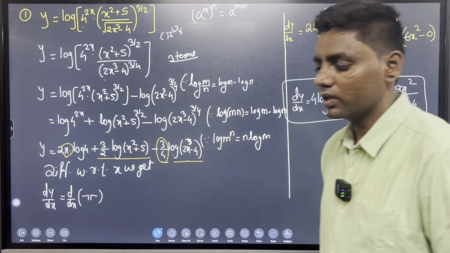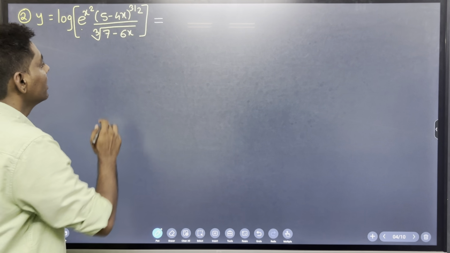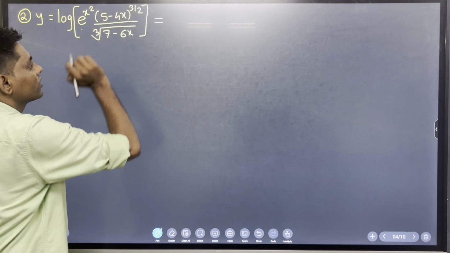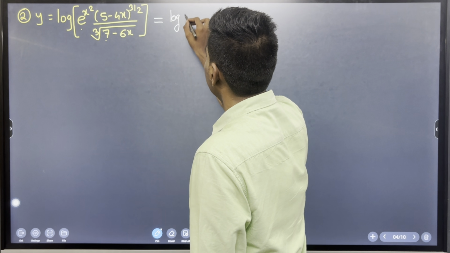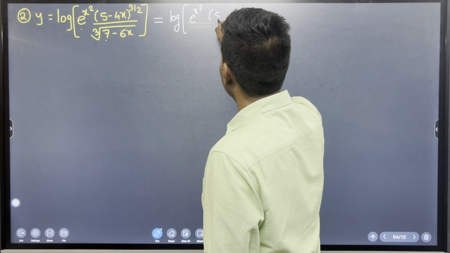Okay, next we go for the next example. Next example is again very simple. First we write the power of each term, and then we apply all three formulas. Here there are three terms given. First is e raised to x square, second is a bracket raised to 3 by 2, and last is this bracket raised to 1/3. So just write it in simple format: e raised to x square into 5 minus 4x bracket raised to 3 by 2, divided by 7 minus 6x raised to 1/3.